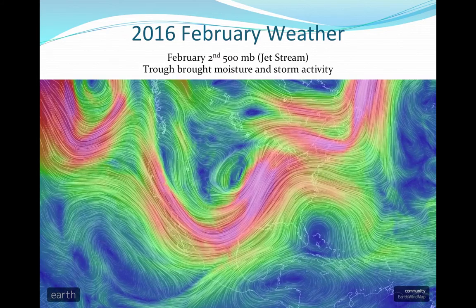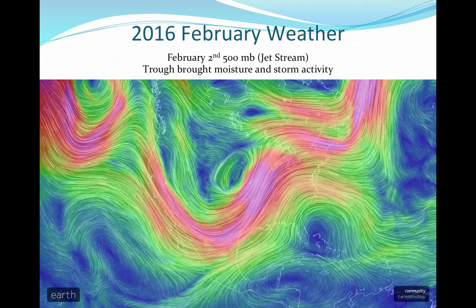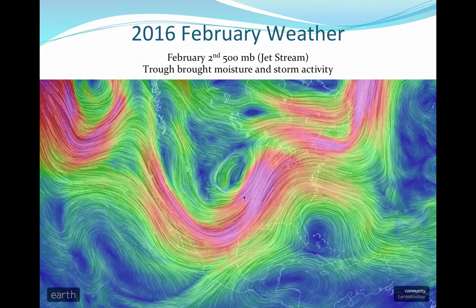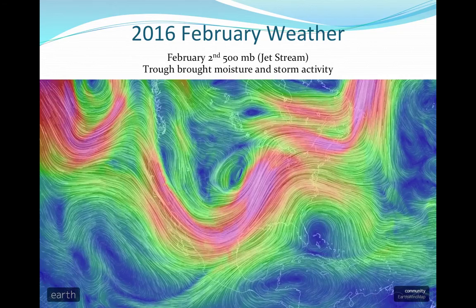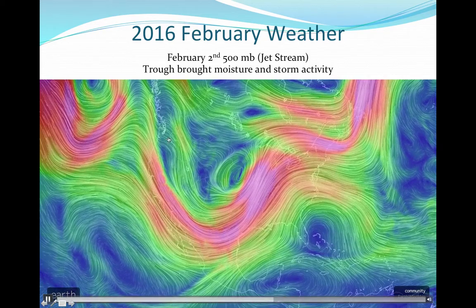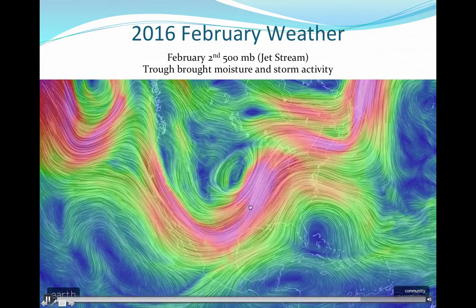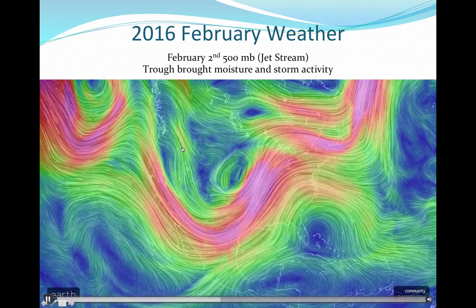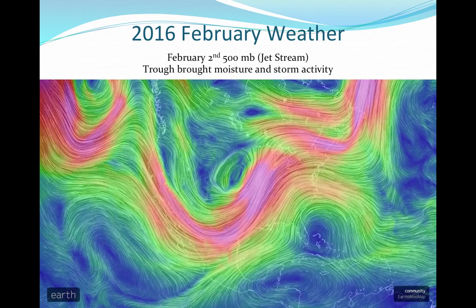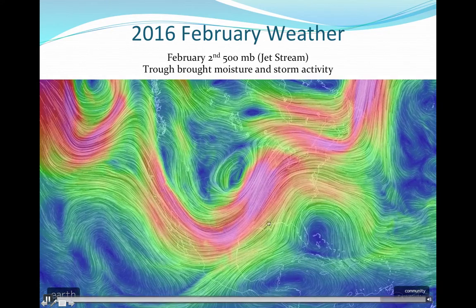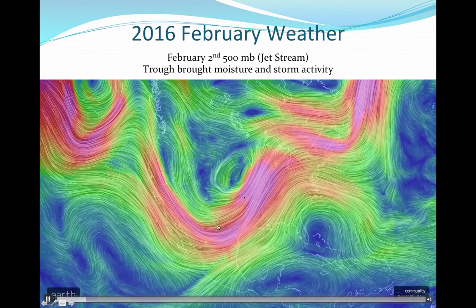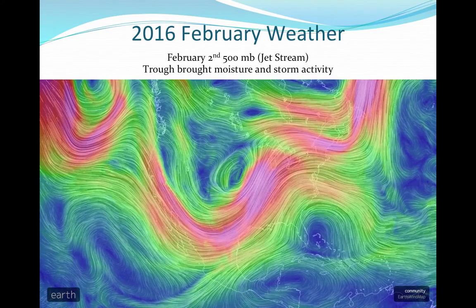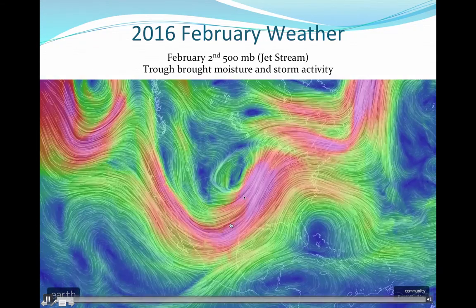Really interesting month. What you're seeing here on the screen is a map showing the jet stream over the continental U.S. And what you're seeing here is this trough that came through at the beginning of February, right when we were making our precipitation to the area. A really great way to start the month, usually. A lot of precipitation, a nice month for water supply and precipitation in general.